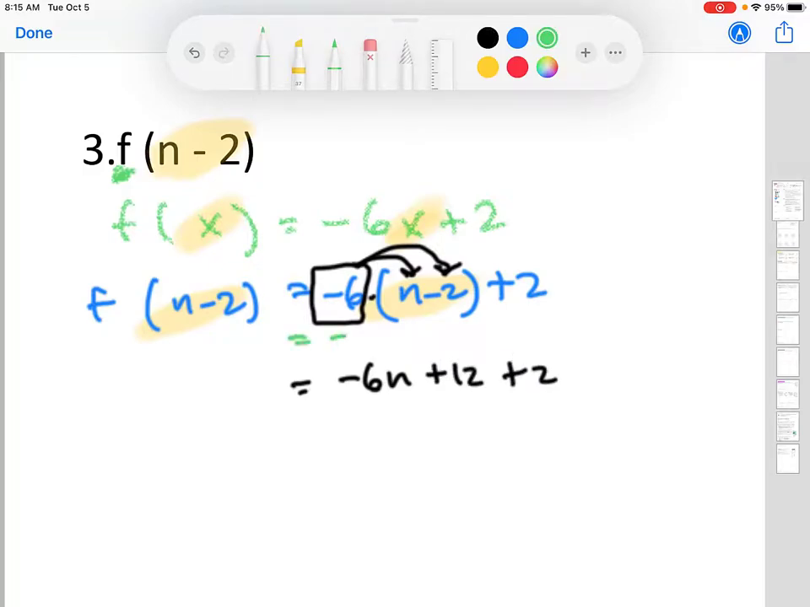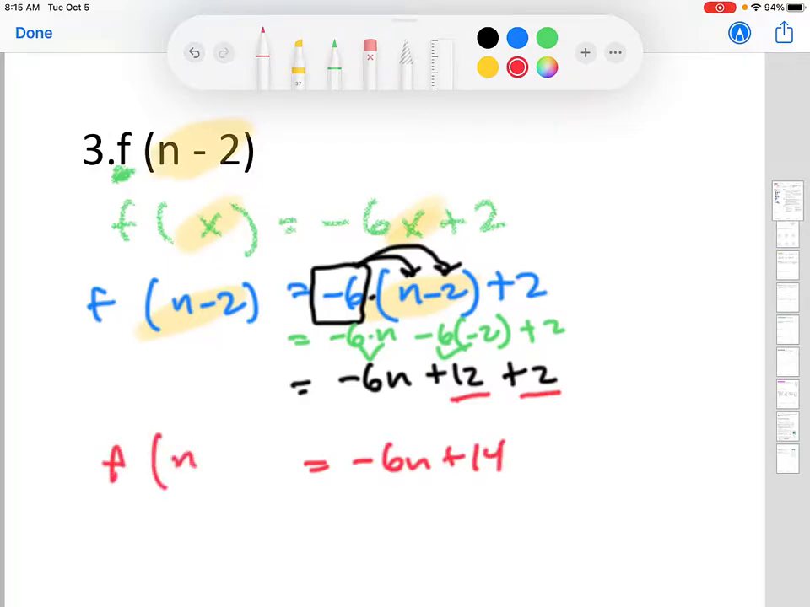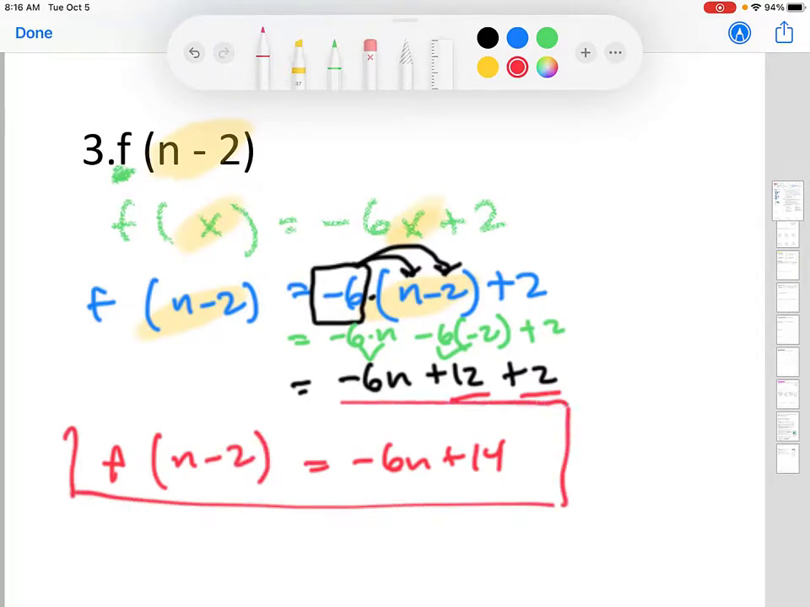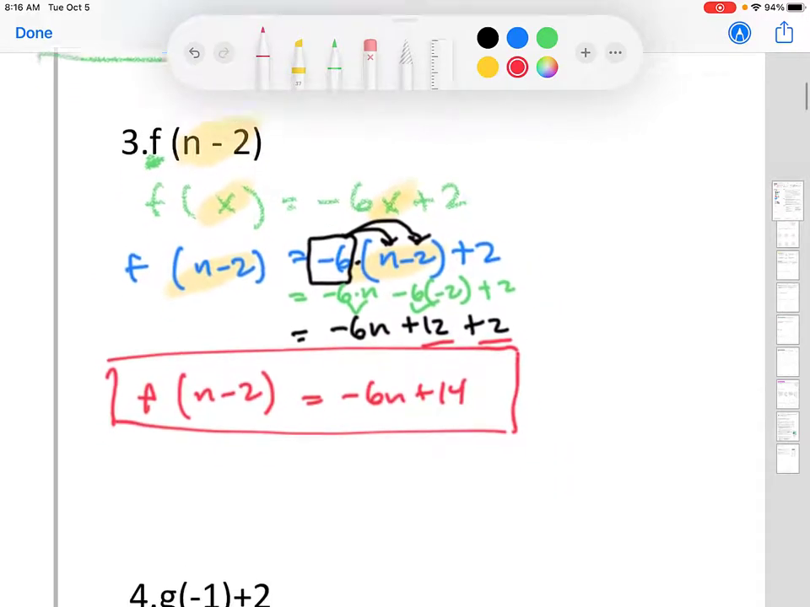You could have done an in-between step in there if that's helpful for you. You could have done something like this: negative 6 times n, and then negative 6 times a negative 2, plus 2. And then you'll see how those come into play. Then I just need to combine like terms here, so that will give me negative 6n plus 14. So in this problem, yeah, those aren't an ordered pair, but when I put n minus 2 into the function, it comes out as negative 6n plus 14.